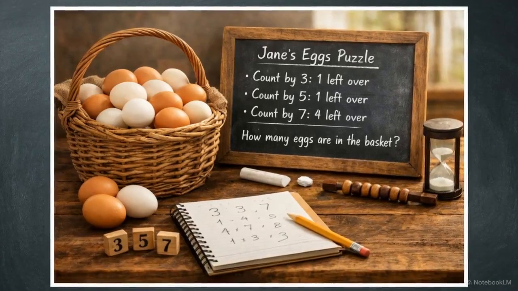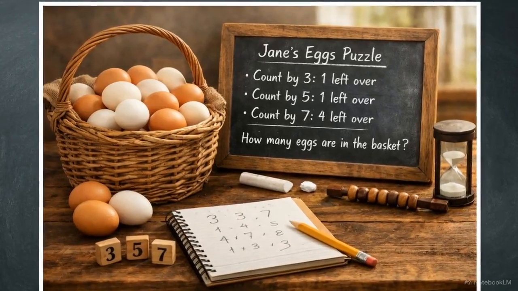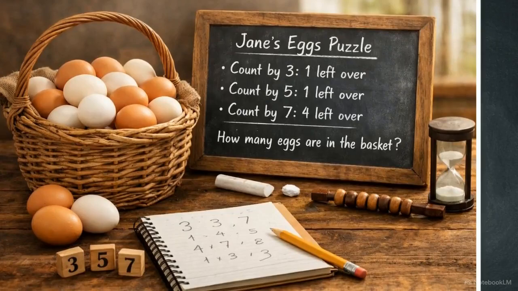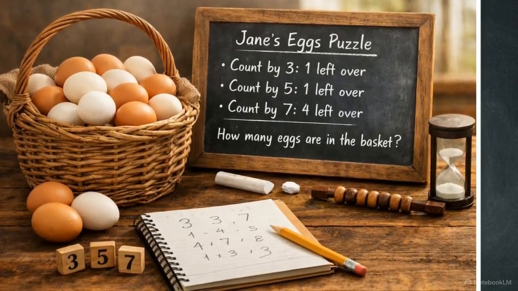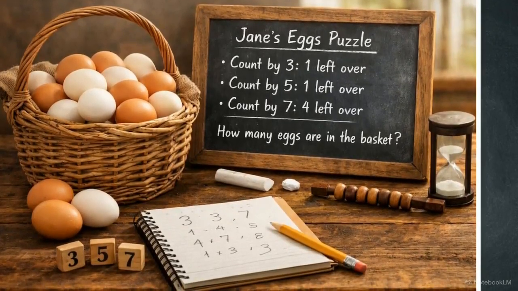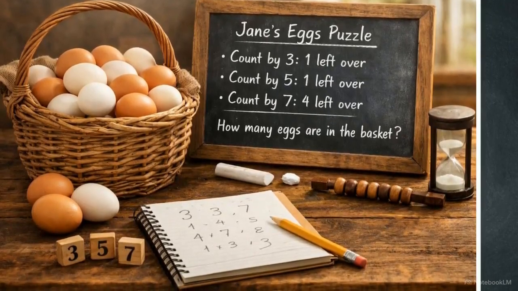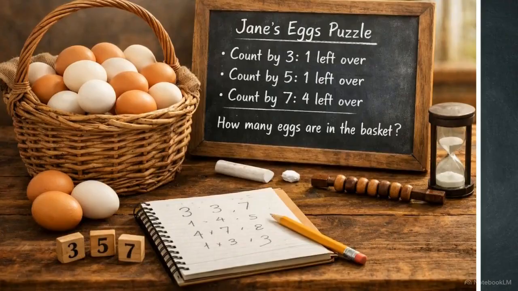Take a look at the parameters of Jane's egg puzzle. We have a basket of eggs. Counted by 3s, there is 1 egg left over. By 5s, also 1 left over. By 7s, there are 4 left over. And one final requirement: the basket holds fewer than 50 eggs total.